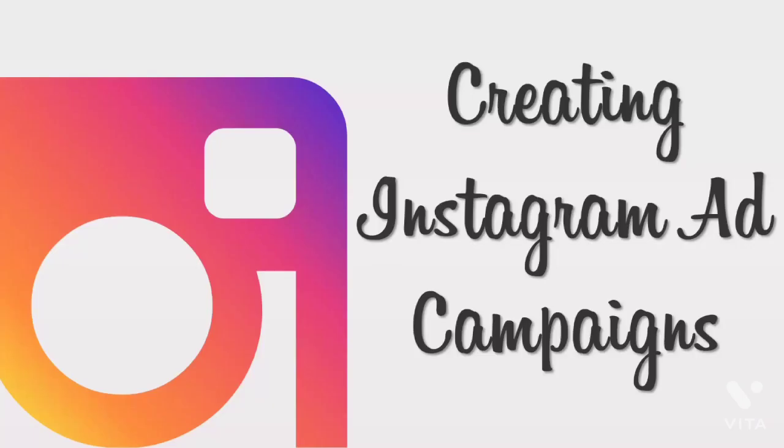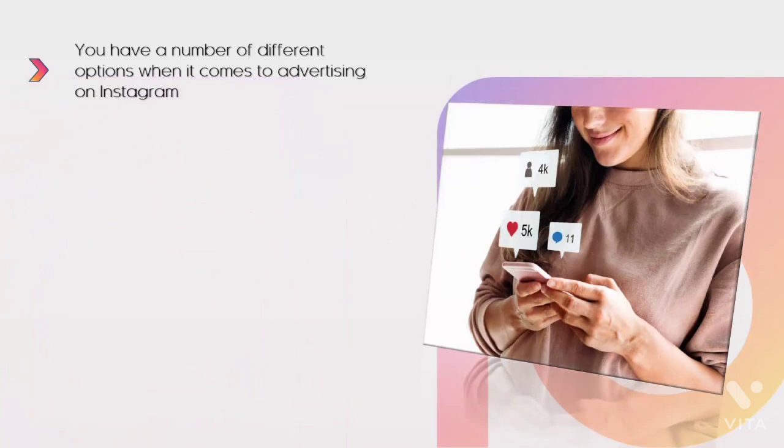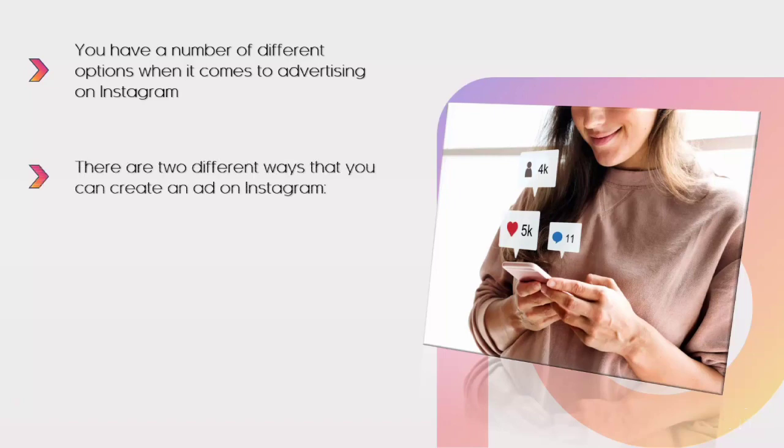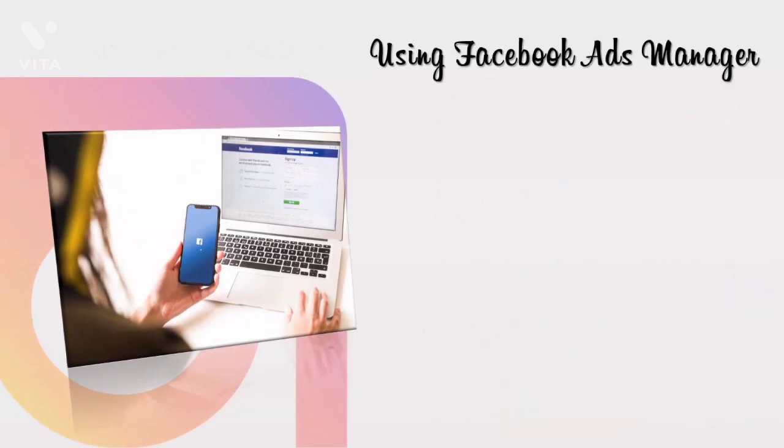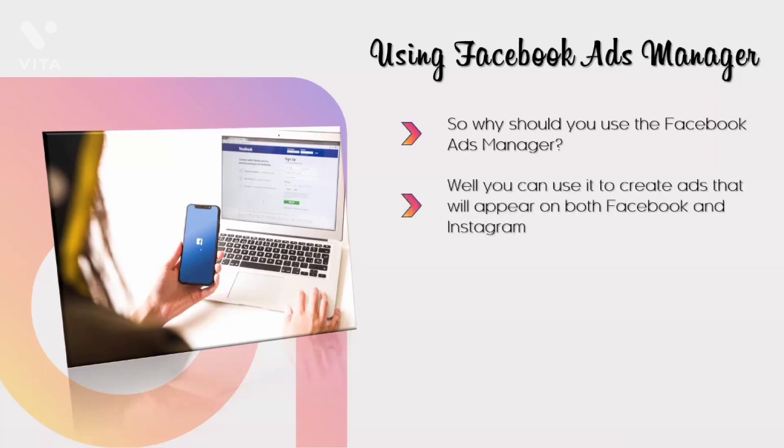Creating Instagram ad campaigns. You have a number of different options when it comes to advertising on Instagram. Depending on the route that you choose, there will be specific tools and options available to you. There are 2 different ways that you can create an ad on Instagram: 1. Instagram. 2. Facebook Ads Manager. Using Facebook Ads Manager. So why should you use the Facebook Ads Manager? Well, you can use it to create ads that will appear on both Facebook and Instagram. You can also create customized audiences and use other features as well as monitor how well your ads are performing.